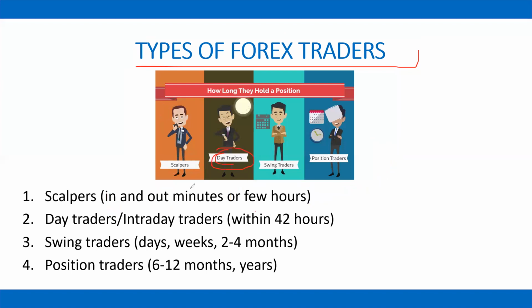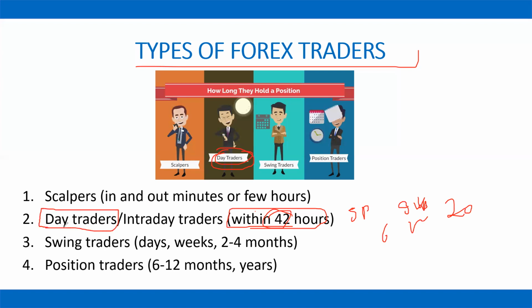Another type of trader is a day trader. A day trader is somebody who holds a trade for the whole day. The longest can be within 42 hours. If it's more than 42 hours, then that's another type of trader. So let's say you can hold a trade from 5 p.m. and close it the next day at some point, maybe after 16 hours, 20 hours, 5 hours, or 10 hours. That is a day trader.